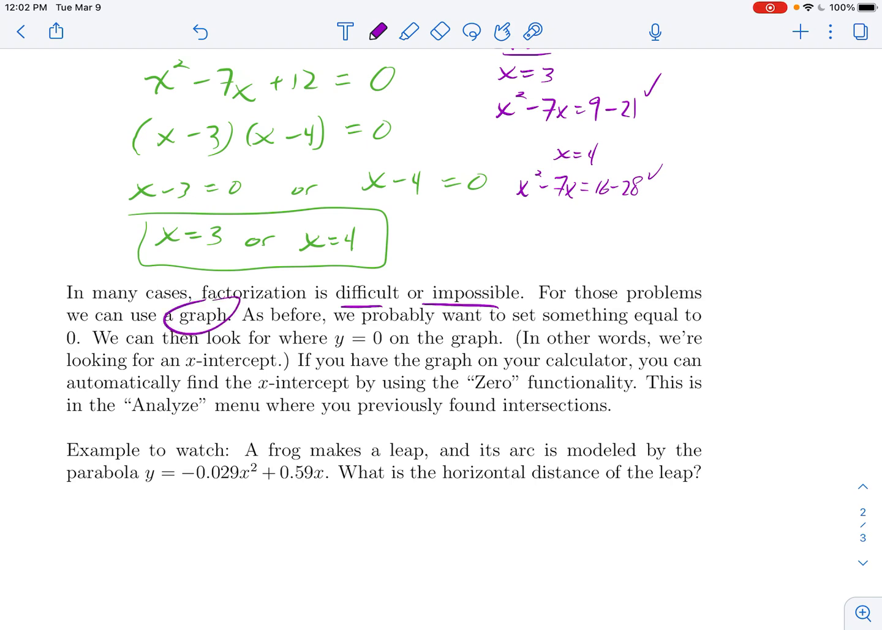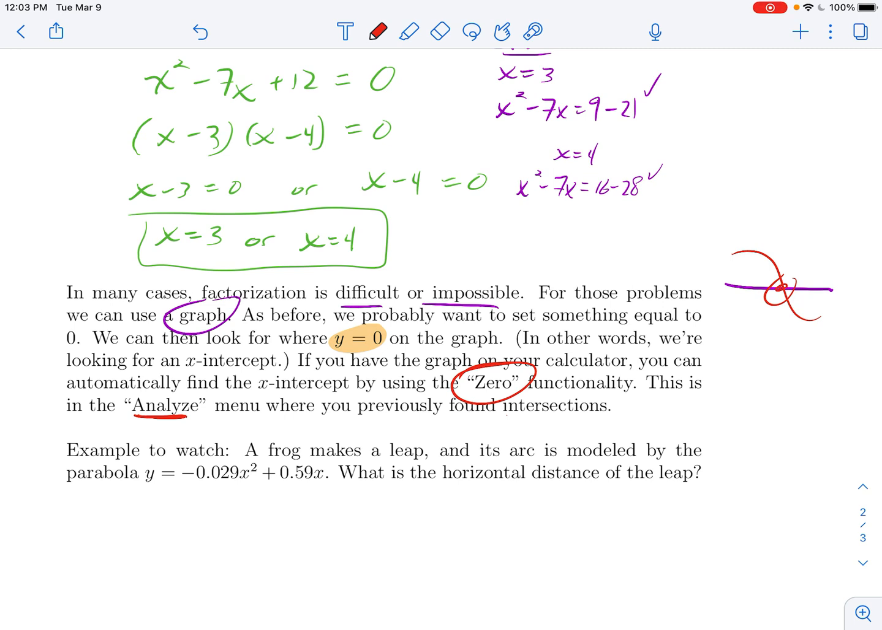So for those, we want to use a graph. And as before, we probably want to set something equal to 0. And we want to know, where is y equal to 0 on the graph? And if you think about graphs, thinking about where y is equal to 0 is basically like thinking about an x-intercept. So we're going to graph something, and figuring out when a value is equal to 0 is basically the same as finding an x-intercept. And if you do this on your calculator, that's something that can be done automatically. It's in the same Analyze menu where you saw intersections, but it's called 0. It's finding a 0 or finding an x-intercept.